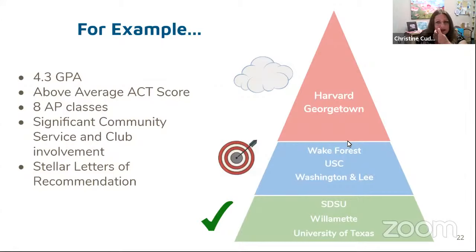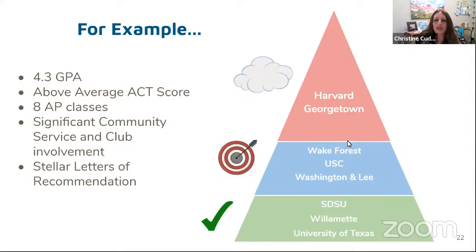We're going to show you a map in a few minutes of all the colleges in the country. There are so many colleges out there, and doing that research helps you find colleges that may not be on your immediate list because you weren't thinking about them, or you didn't know they were even there. That doesn't mean they're not great schools with great opportunities for you. And then some of the safety schools: San Diego State, Willamette, and University of Texas.